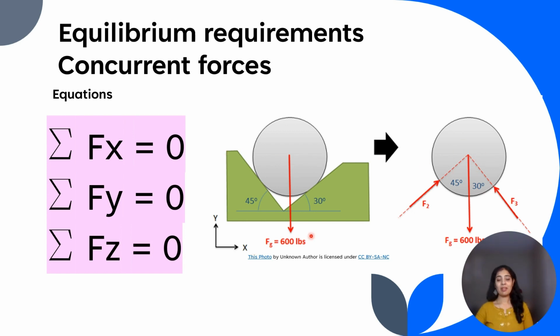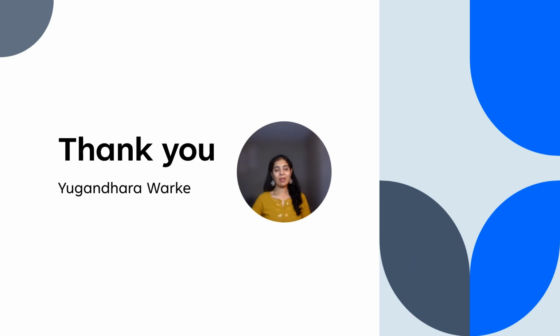So this is the very popular example. Here one ball is kept on this triangular surface. So these two surfaces and weight of the ball. So these three forces are acting through this single point. So we will consider only these three equations. Moment will be zero.